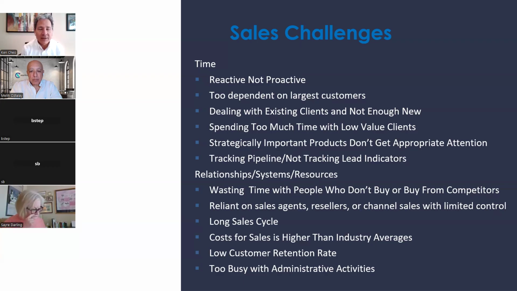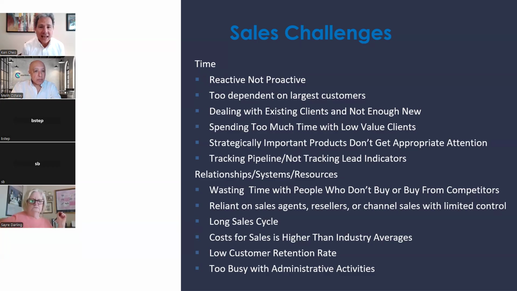What happens is, when I first start working with clients, they're really reactive, because I deal a lot with manufacturing companies, and they have customers who keep requesting quotes or needing things from them. So they're just reacting to that. And they should. You've got to take care of your customers. That's number one, right? But then they end up spending too much time with the biggest customers. They deserve it, but they're not getting enough new business because they're so busy with their existing customers. And then they may end up spending more time than they should with really low value clients.